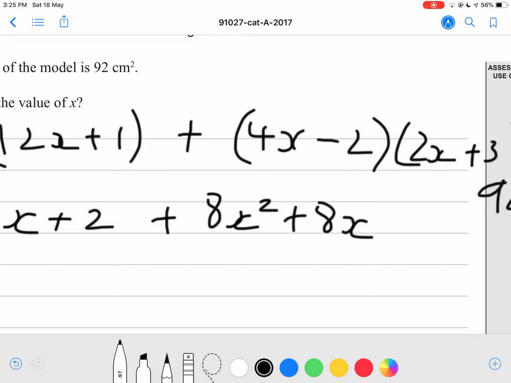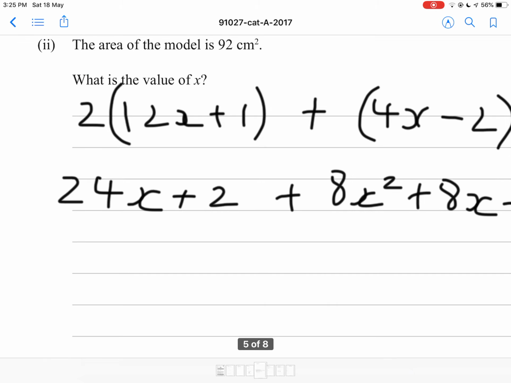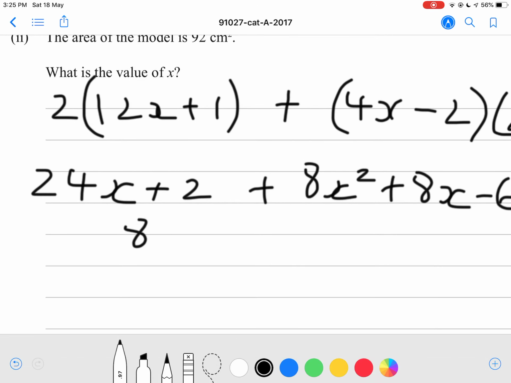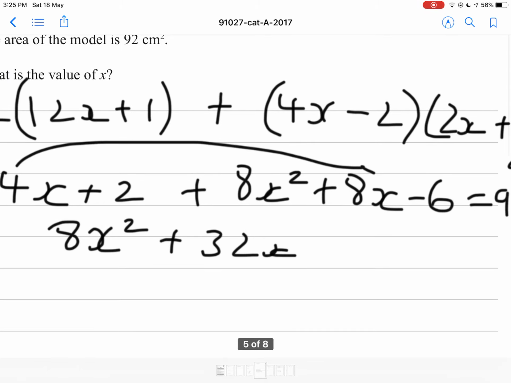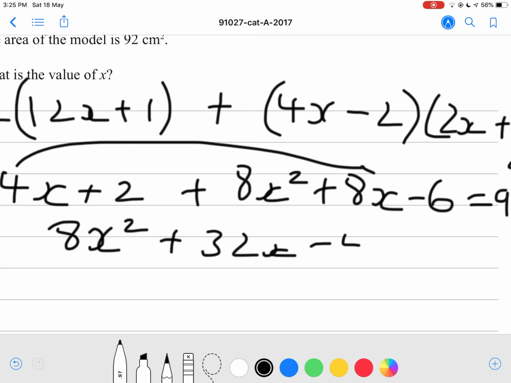Negative 2 and plus 3 multiplied together, that'll give you negative 6. And you know that equals 92. Okay, so now we're going to combine the like terms. We're going to say 8x squared, 24x plus 8x, that gives you plus 32x. And then we have plus 2, negative 6 plus 2, that becomes negative 4, okay?